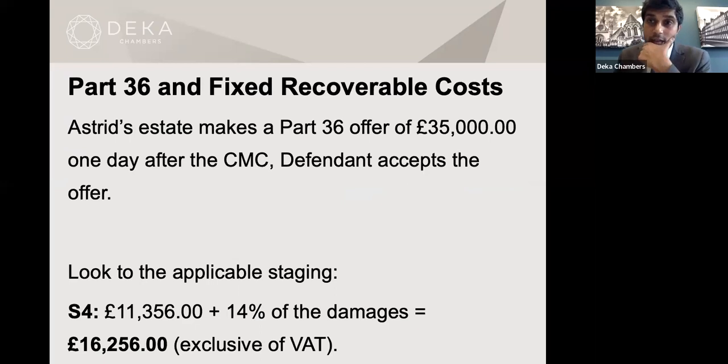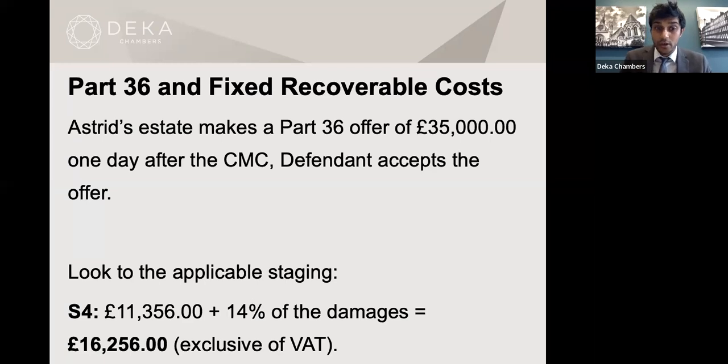Part 36. Now, you'll be delighted to know, this is really, really complicated and not particularly well worded, in my opinion. But these are the implications as I see it, having gone through the wording at 1 o'clock in the morning last night. So, let's assume that Astrid's estate in this claim has made a Part 36 offer of £35,000 one day after the CMC, and the defendant accepts the offer.